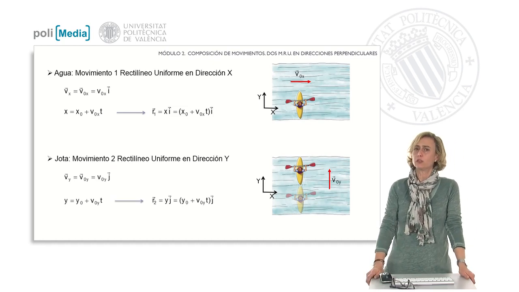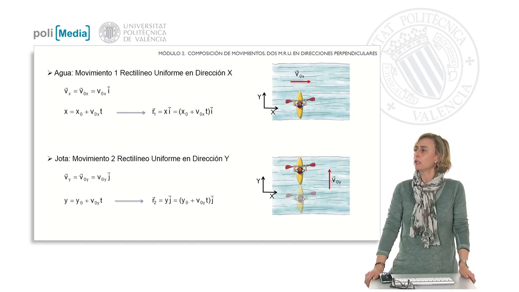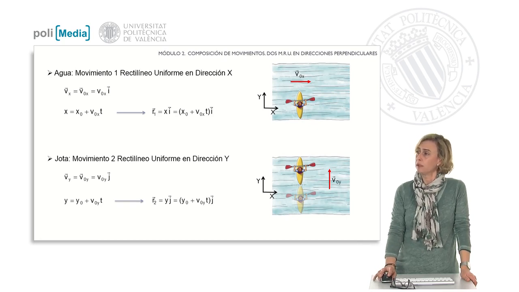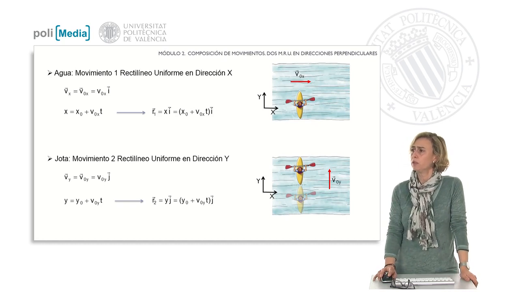Let's see now what happens if we have the composition of two rectilinear and uniform motions in perpendicular directions. For that, we will consider that J is rowing, but let's take into account the motion of the water. The water is going to perform a rectilinear and uniform motion in the direction of the x-axis. It is going to have a velocity v sub 0x along the x-axis. Then the position x will be equal to x sub 0 plus v sub 0x t, since the motion is rectilinear and uniform. Then r sub 1 will be x times i.